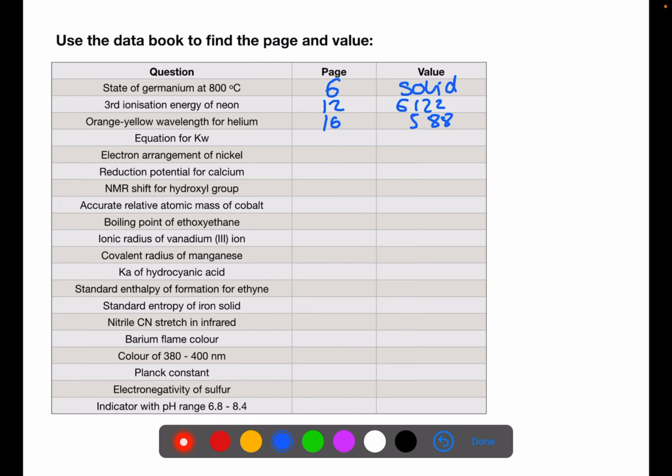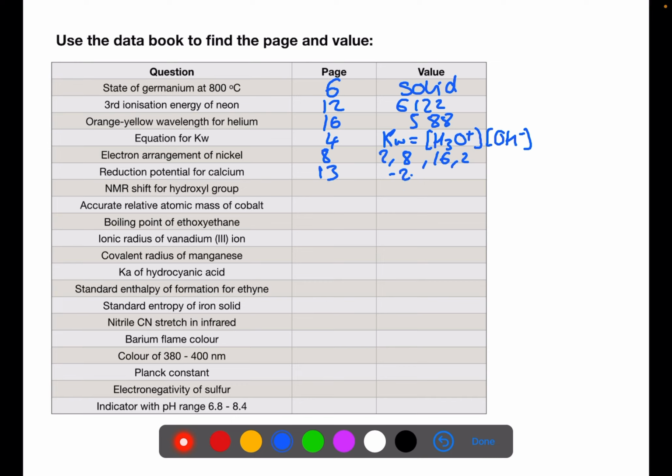The equation for Kw you will find on your relationships page on page 4, which is Kw equals the concentration of the hydrogen ions multiplied by the concentration of hydroxide ions. The electron arrangement of nickel you will find on the full periodic table on page 8, and it is 2, 8, 16, 2. The reduction potential for calcium is on page 13, and the value for reduction potential itself for this is negative 2.87.